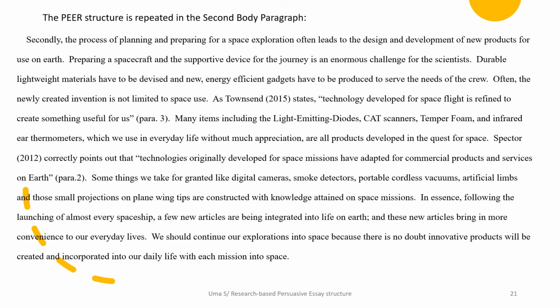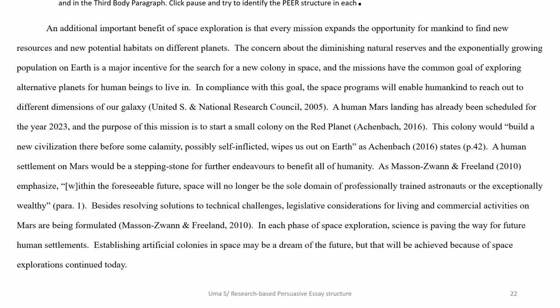The PEER structure is repeated in the second body paragraph. And the PEER structure is again seen in the third body paragraph. Click pause and try to identify the PEER structure in each.